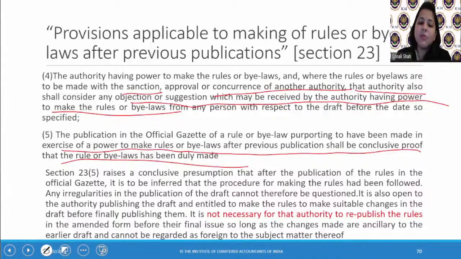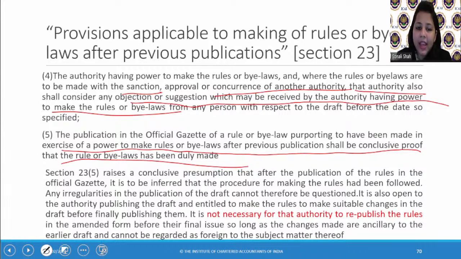whatever suggestions have been given, it is the free will of the authority whether it wants to consider those suggestions or not. Whatever the scenario is, once those rules or bylaws are published in the official gazette, it will be deemed that they were duly made. Okay?